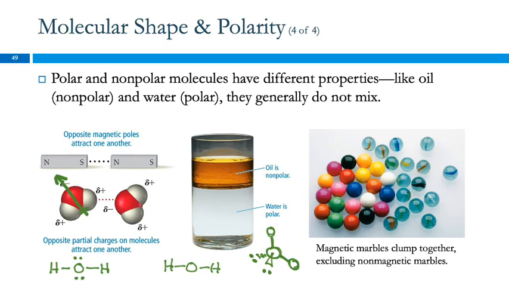So this is why my shortcut rules are really nice, because you actually don't have to go this far. You can look at the Lewis structure: lone pairs, oxygen, hydrogen, they're not the same, so it's a polar molecule. Okay? Any other questions?